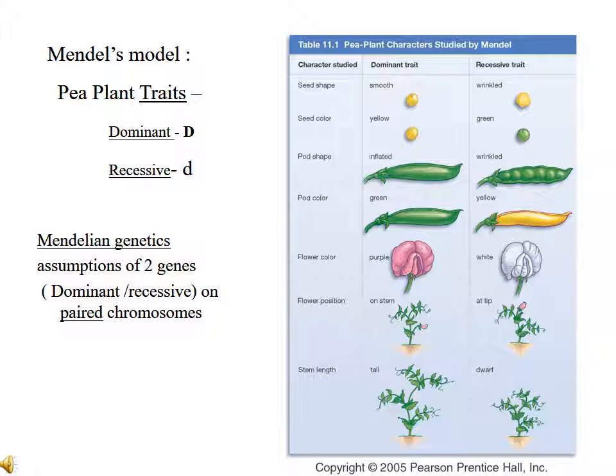Now, Mendelian genetics makes an important assumption, an assumption that two genes are responsible for a given trait. There's a dominant gene and a recessive gene. And these genes are present on pairs of chromosomes. Remember, a homologous pair of chromosomes has one chromosome from one parent and one chromosome from another parent. And all of us basically are a composite of homologous chromosomes, each of our parents basically working together to influence all of our characteristics.